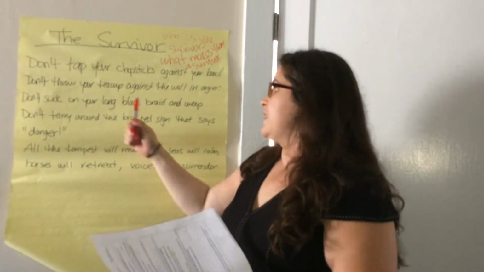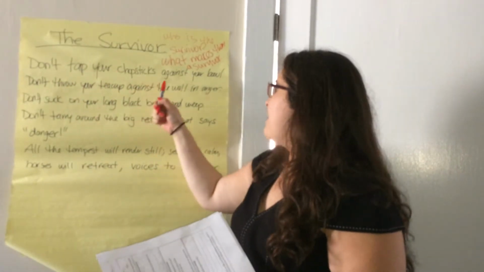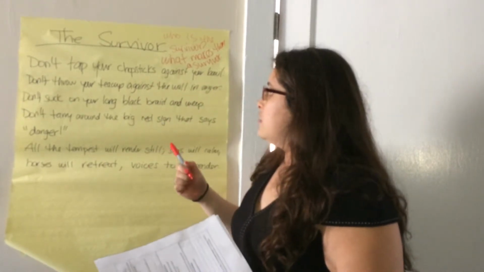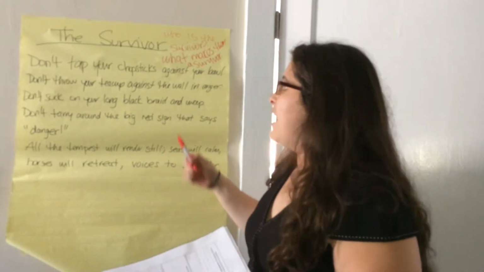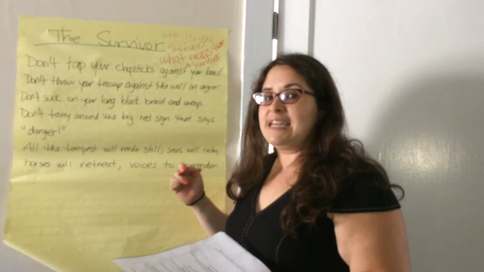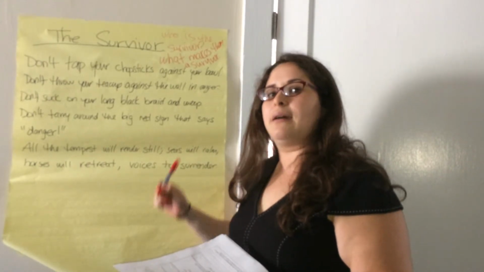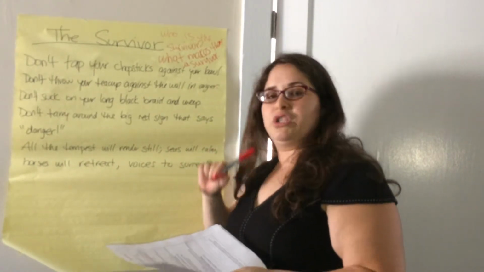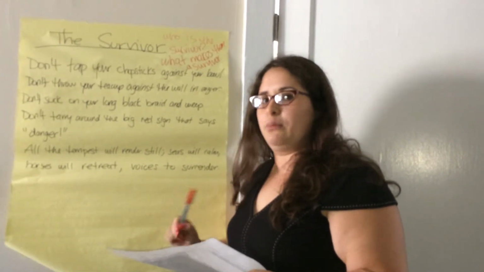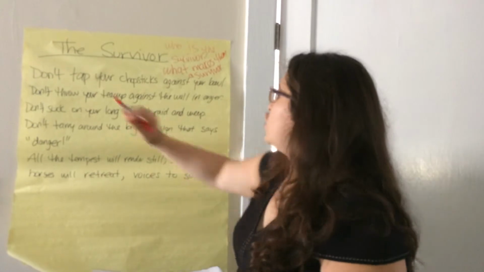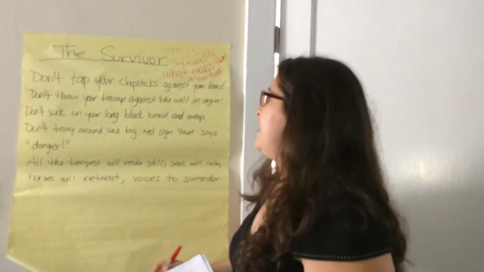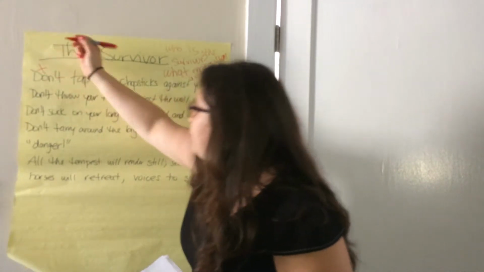Okay, so let's go through this. It says, don't tap your chopsticks against your bowl. Okay, so what I'm going to do is, if I understand my sentence, I'm going to put a plus sign that I understand. If I don't understand my sentence, I'm going to put a minus sign, and then I'm going to reread it and see if I can slowly process what I'm reading. All right, so don't tap your chopstick against your bowl. I think that's pretty self-explanatory, so I'm going to put a plus sign right here.